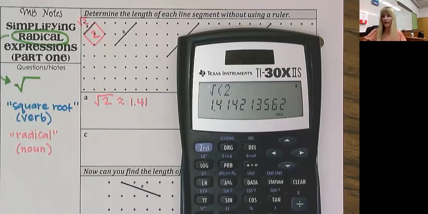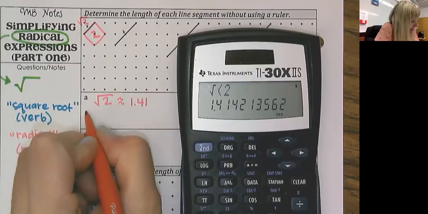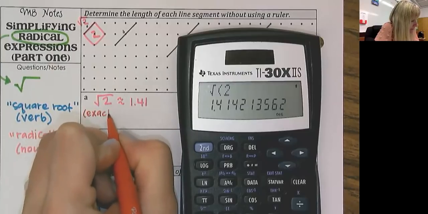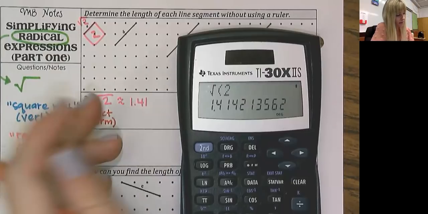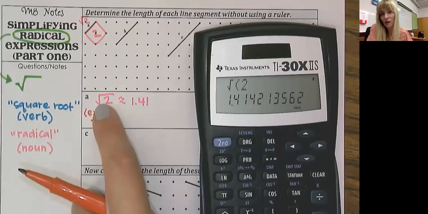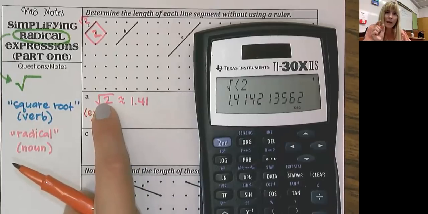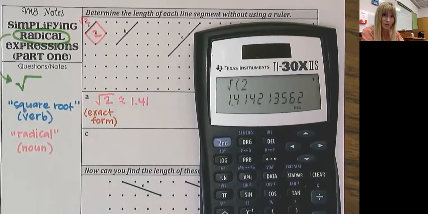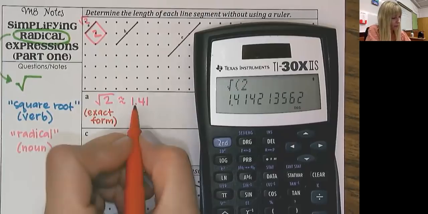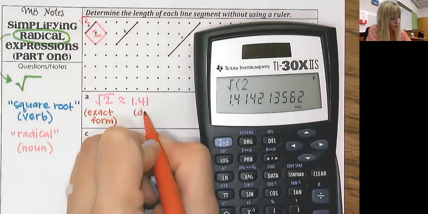And let's just label that for ourselves so that we know what we're talking about here. This is called exact form with the radical still on it. Okay, so this still has the radical on it. At that point, when that radical symbol is on it, you haven't actually taken the action yet. You haven't done the square root, that's why it's still written there. As soon as you take that action and do that verb, now you have a decimal approximation.